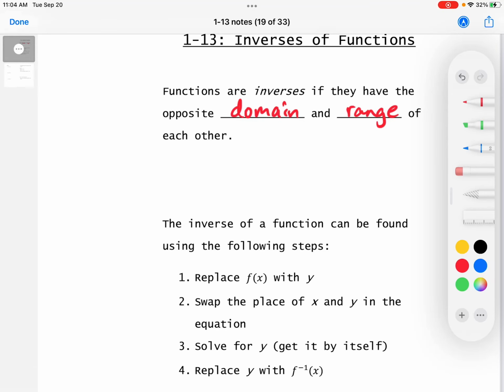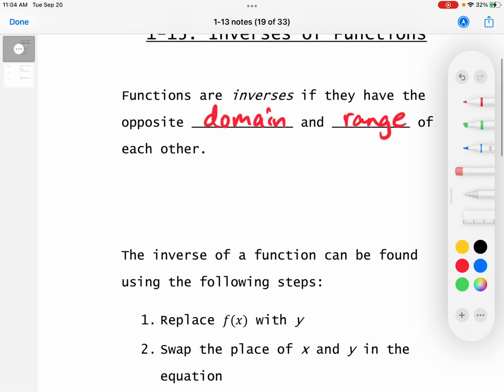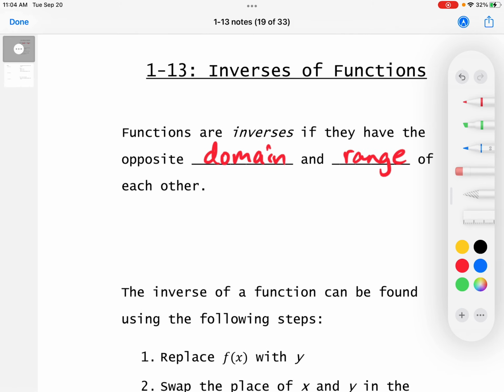Hello everybody, we're looking today at our section 1-13 notes. We're talking today about the inverses of functions, okay? And we start off with this definition right here with two blanks to fill in. It says that functions are inverses if they have the opposite domain and range of each other, okay? A function and its inverse have the opposite domain and range of each other. That's our definition that we're going to be using.